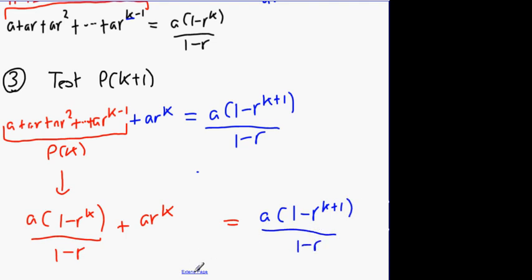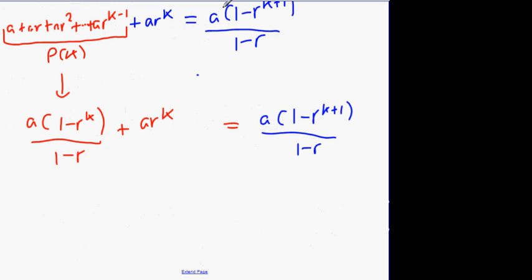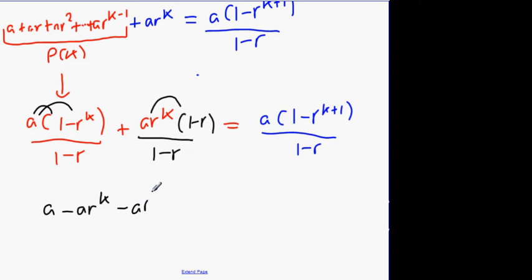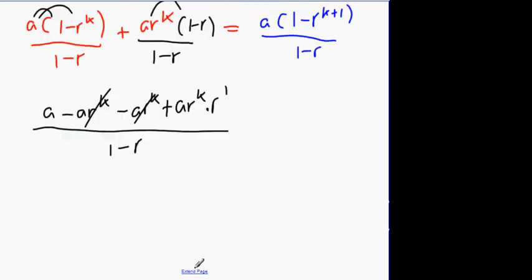Now, to do this, I need to give this one the same denominator. So to give the same denominator, I'm going to have 1 minus R here and 1 minus R here. What I'm going to do is multiply this out, and I'm going to get A minus AR to the k. This is going to be AR to the k, and then that's going to be plus AR to the k multiplied by R to the power 1. The two of them cancel, still over 1 minus R.